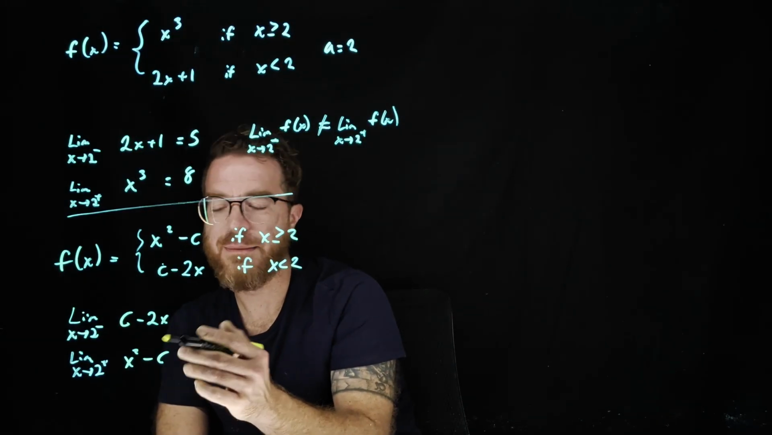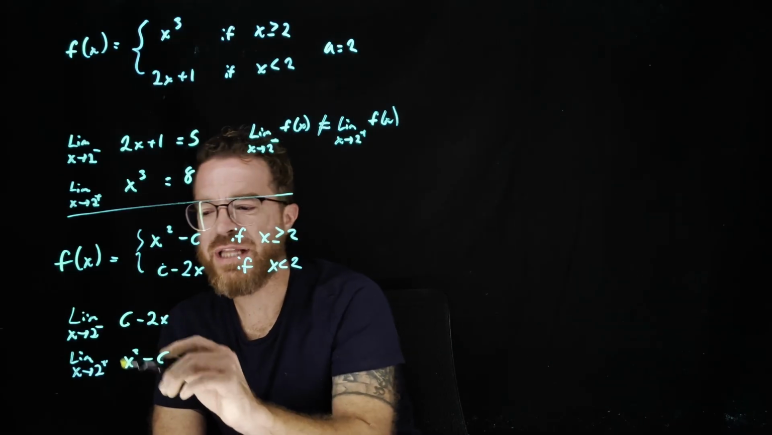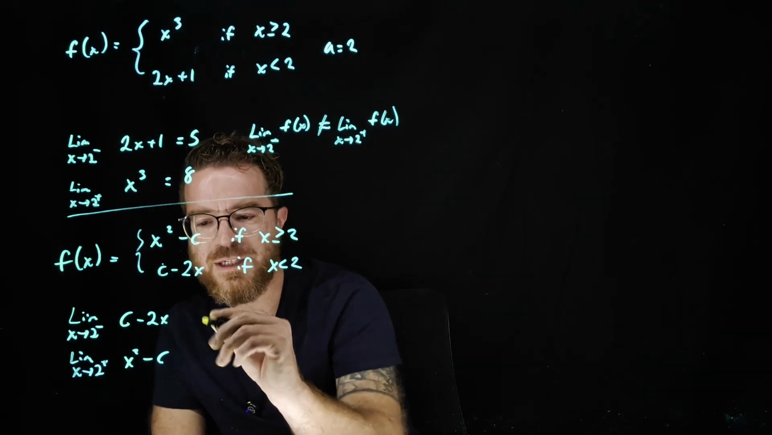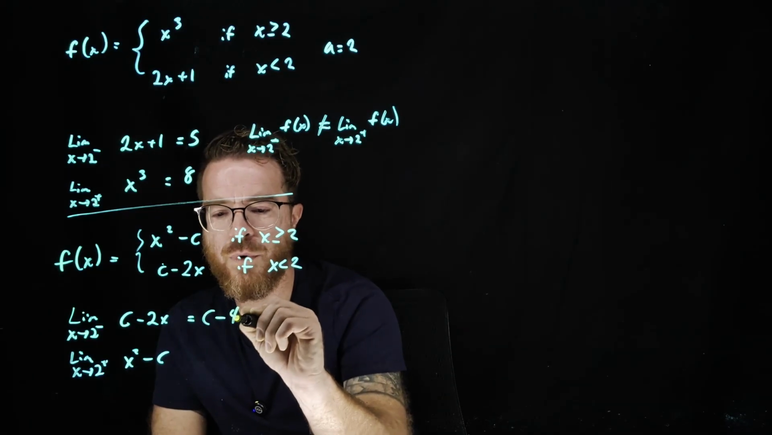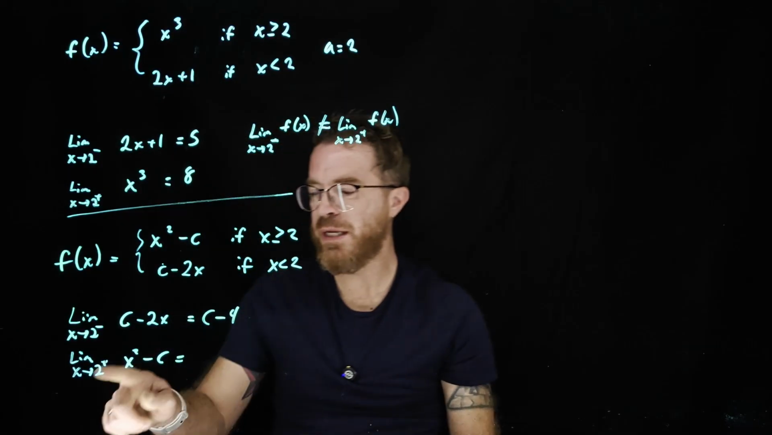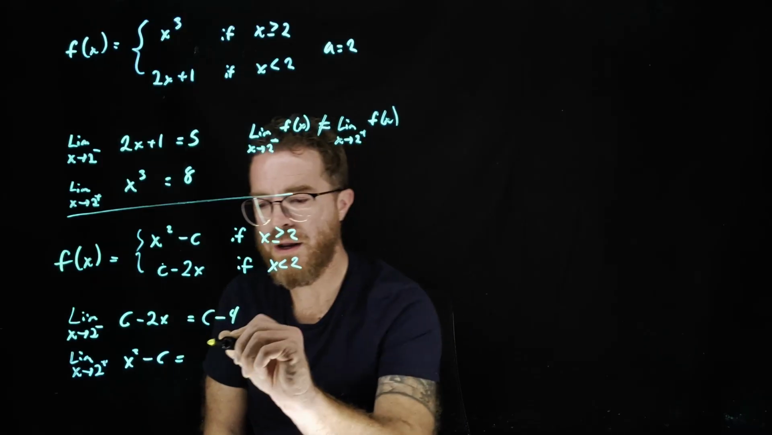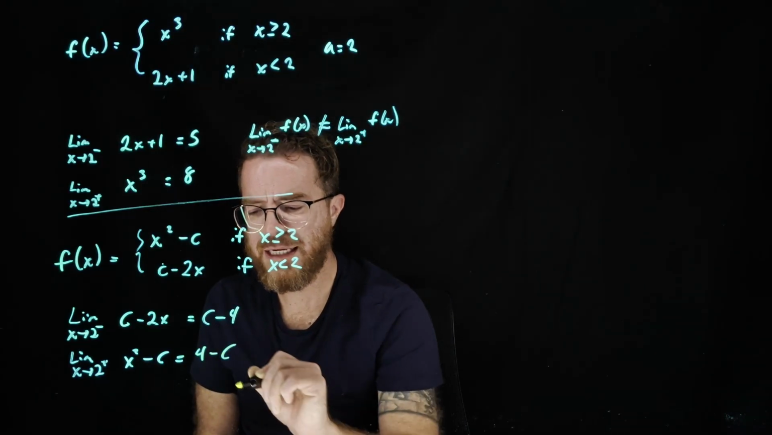So if we evaluate this limit, c is a constant, so we're not changing that. We're going to plug in 2 into this. We're going to get that this is equal to c minus 2 times 2, or 4. This one is going to be 2 squared, which is 4, minus c.